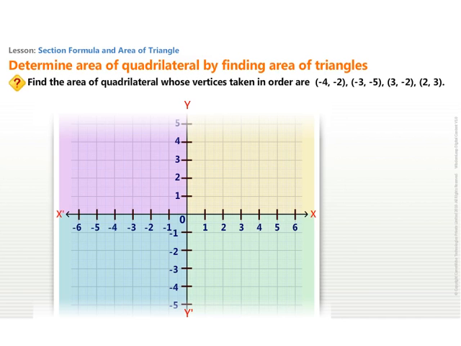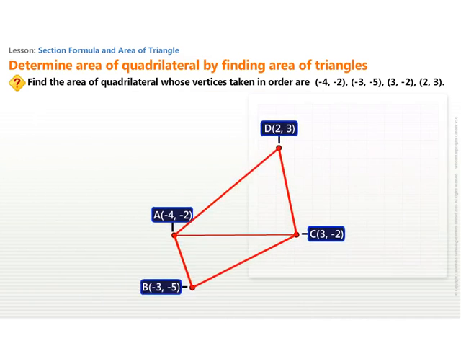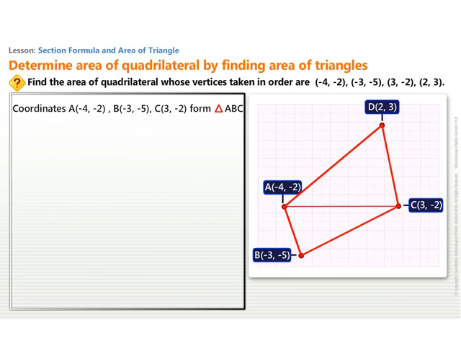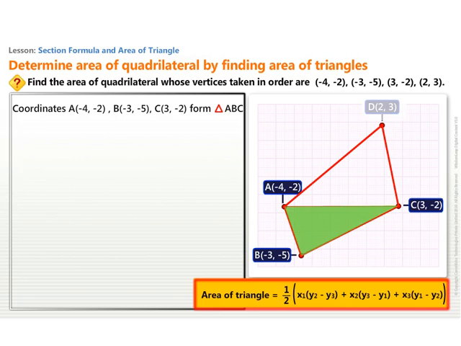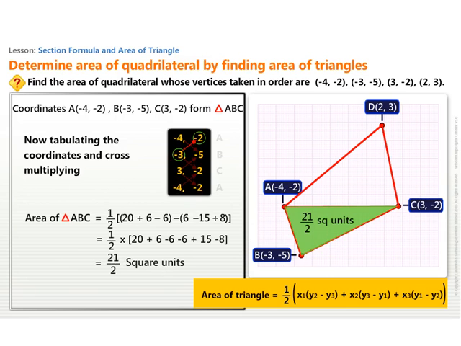Find the area of the quadrilateral whose vertices taken in order are (-4, -2), (-3, -5), (3, -2) and (2, 3). To find this, let us join AC to get two triangles ABC and ADC. Coordinates A (-4, -2), B (-3, -5), C (3, -2) form triangle ABC. We know the area of the triangle is equal to half into [x1 (y2 minus y3) plus x2 (y3 minus y1) plus x3 (y1 minus y2)]. Now, tabulating the coordinates and cross-multiplying, we get the area of triangle ABC is equal to 21/2 square units.